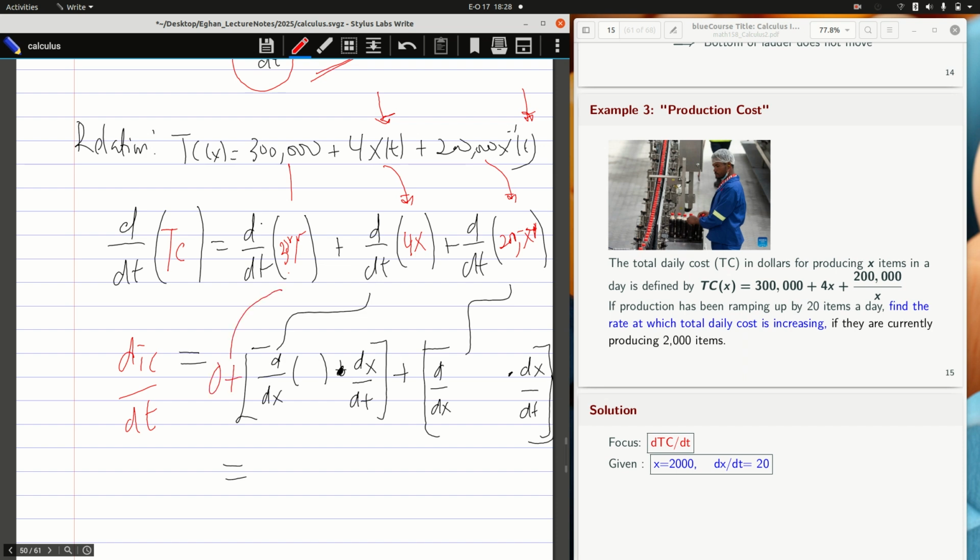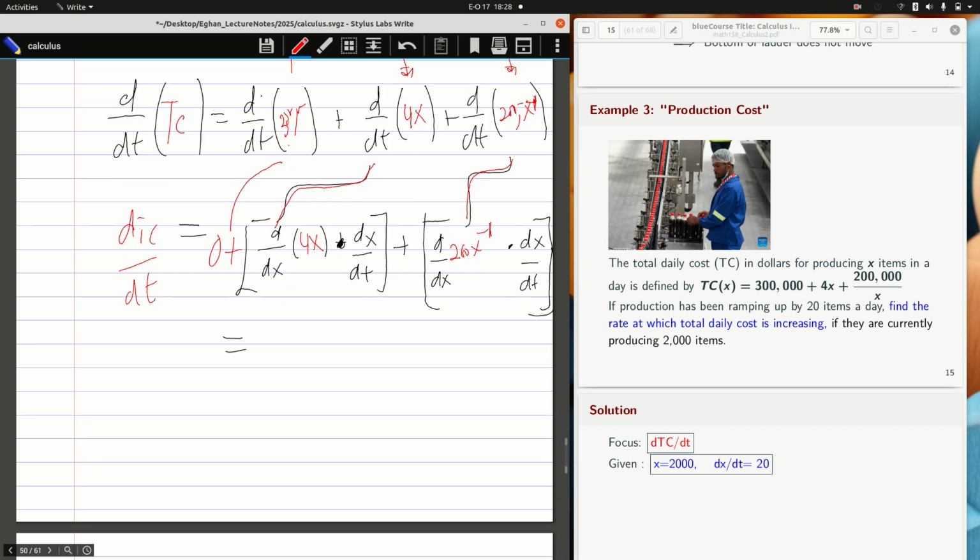Now I have to apply the implicit differentiation here. So d/dx of 4x dx/dt. I have to apply the implicit differentiation here. d/dx of the 200 million x^-1 dx/dt. And so this gives me 4 times dx/dt plus or minus 200,000 x^-2. Let me just bring it as over x squared. And then we have dx/dt.